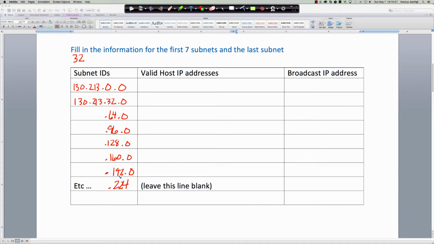Is that right? 32, yeah, 224, and then again, this would be .256. There can't be a 256, so actually let's do this. We'll clear that out there. We'll say .224, because that is going to be my last subnet, and we'll leave that there.